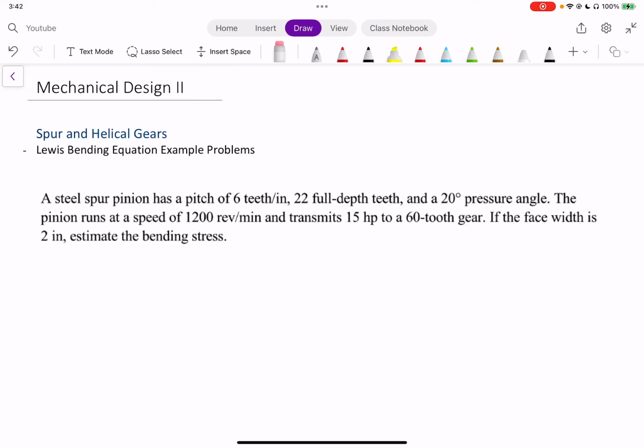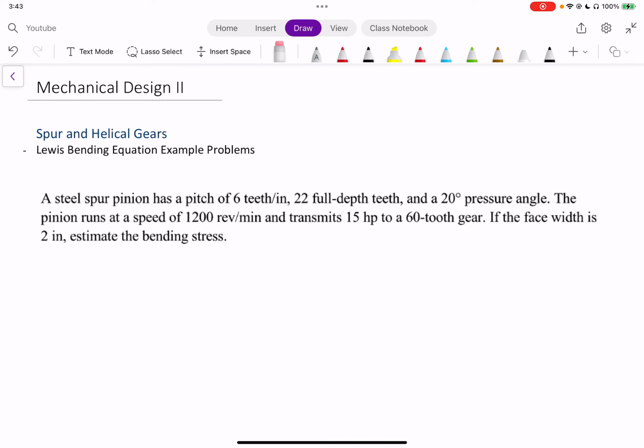Hey everyone, in this video we're going to be talking about spur and helical gears, and specifically looking at three Lewis bending equation examples. This video is part of a lecture series on mechanical design too. So we're going to start this section of the video with a first example, which is using US units.